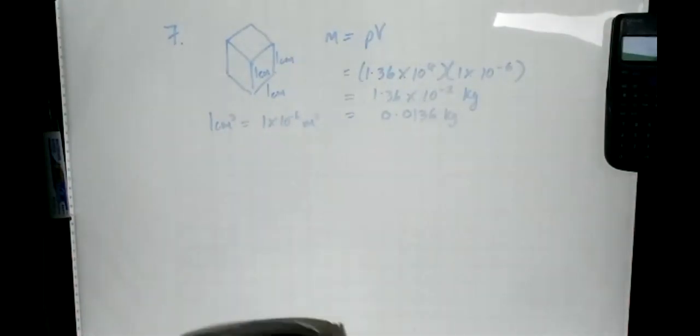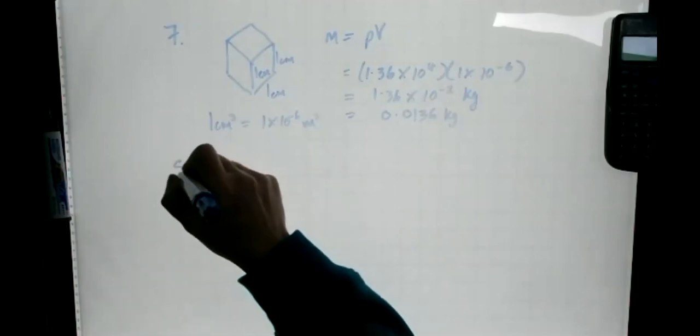Okay, and then the chart. So what we have to convert is 1 centimeter cubed. The volume is equal to 1 by 10 to the power minus 6 meters cubed. That's the ratio we should remember from the chapter. Now, the next one.